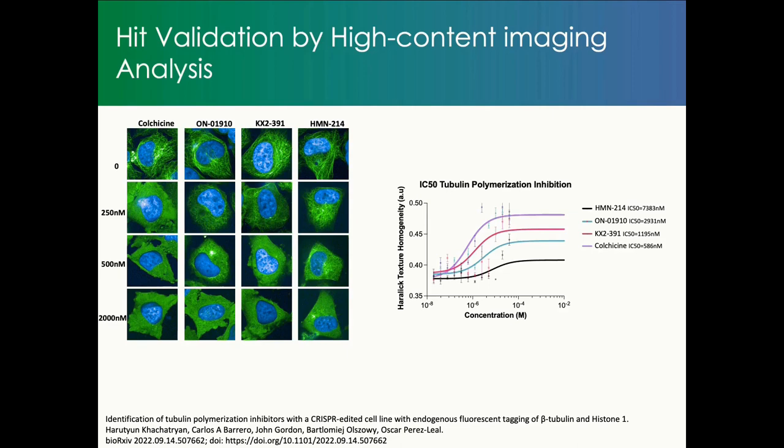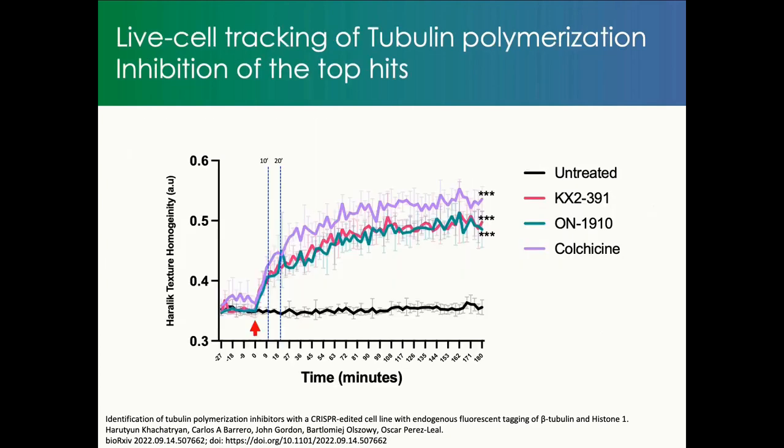Because we studied this process in a range of 24 hours, we noticed that most of the changes were happening in the first 3 hours of treatment. So we concentrated on studying those first 3 hours in more detail. To do that, we decided to image the cells every 3 minutes. And we can see how after treating the cells, which is represented by the red arrow, the Haralick texture homogeneity values start increasing rapidly, and most of the changes occur in the first 20 minutes.